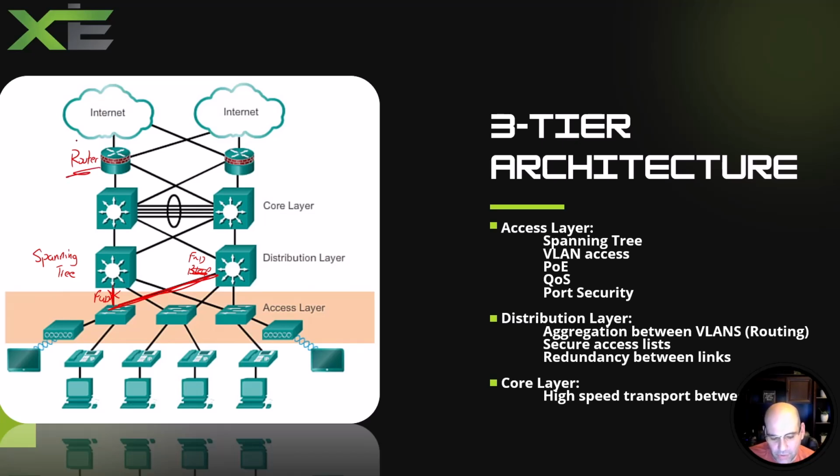And then again, up here, that's where you're going to have your internet routers. And again, you're going to have that redundancy built in so that no matter which link goes down, your core can always forward traffic out to the internet.